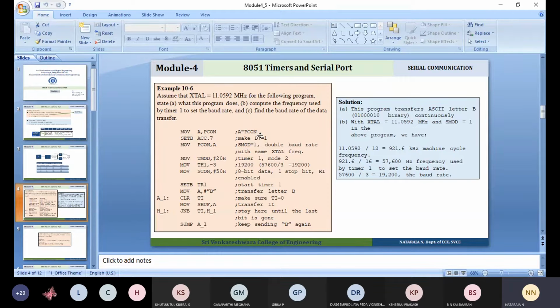Is this baud rate supported by IBM compatible PCs? Find the value and give the justification for the given problem.